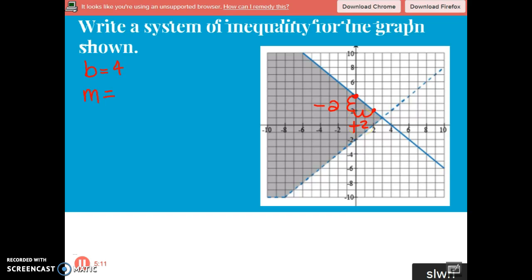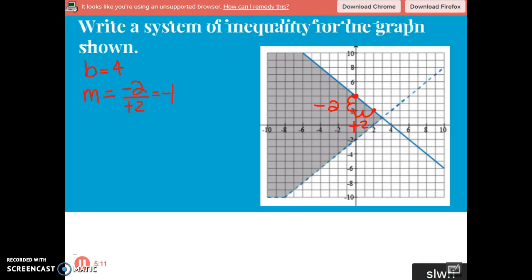A downward movement means it's going to be negative, so it's going to be a negative 2. And then a right movement is a positive, plus 2. To simplify that, negative 2 divided by positive 2 is negative 1. And since this line is going down, it's a negative correlation. So yes, the slope should be a negative 1.